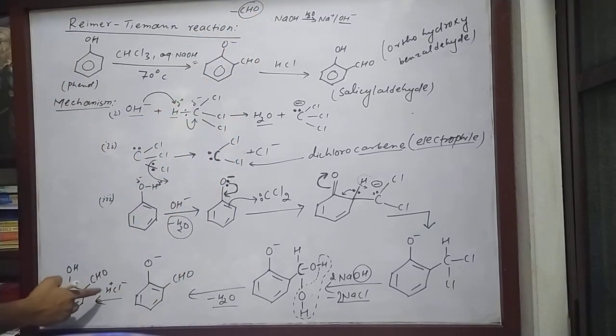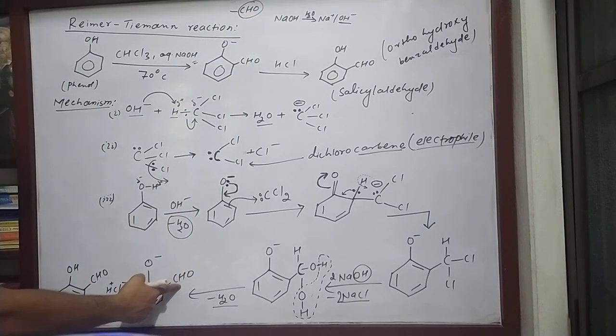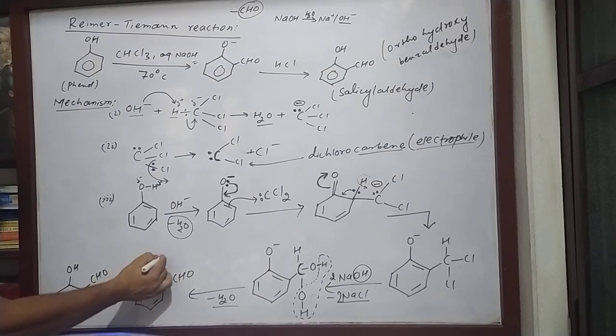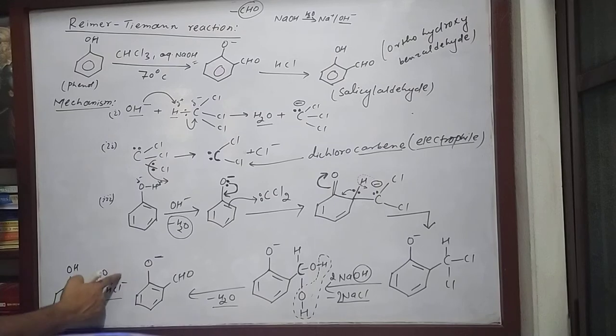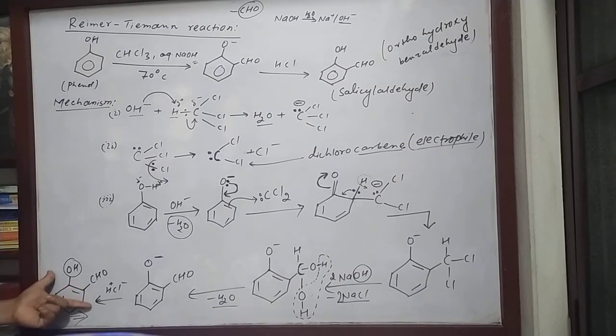There is formation of the aldehyde, with the phenoxide ion. Finally, when we acidify this with dilute HCl, H plus combines with O minus to give the OH functional group, and salicylaldehyde, or orthohydroxybenzaldehyde, is obtained.